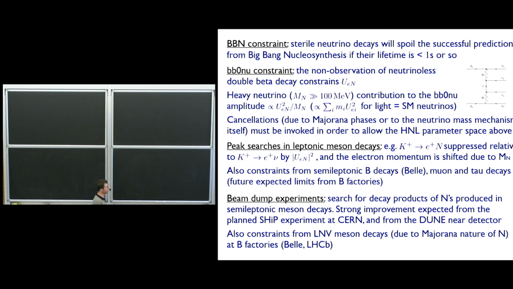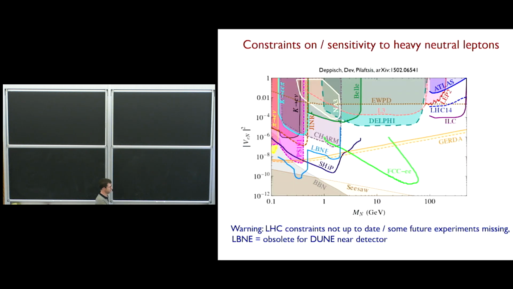There are also constraints from lepton number violating meson decays, because the heavy neutral lepton is in principle a Majorana fermion. So a meson can decay to N plus other things, and the N can decay, giving, for instance, two charged leptons of the same sign. Okay, and this is the constraint indicated as Belle here. I didn't comment on this: the brown dashed line here is from electroweak precision observables.